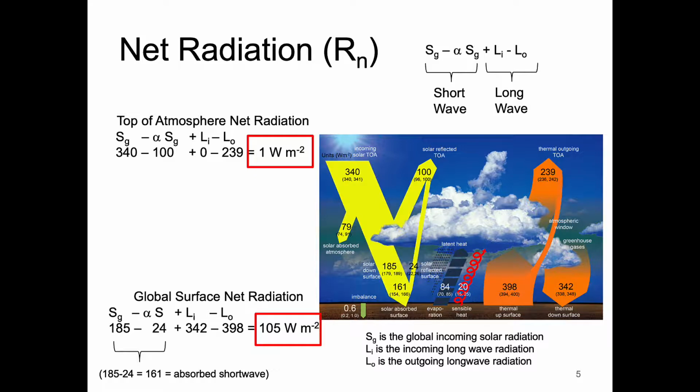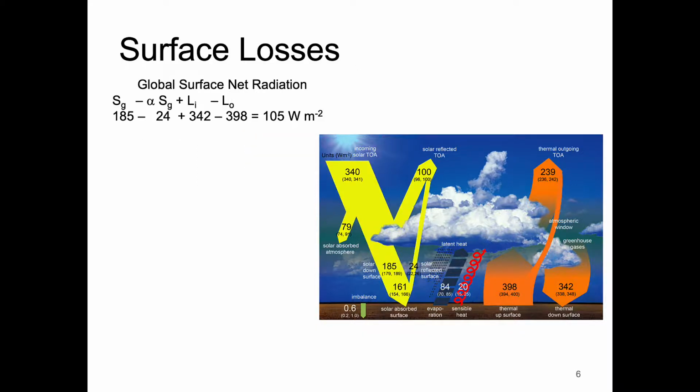So you'll notice that there's quite a big difference in the net radiation between the top of the atmosphere and the surface. So what's happening here? What this 105 watts per metre squared represents is the net radiative input into the surface. Of course, not all of that energy remains in the surface. Some of that energy is transferred back to the atmosphere, and it can follow one of two pathways.